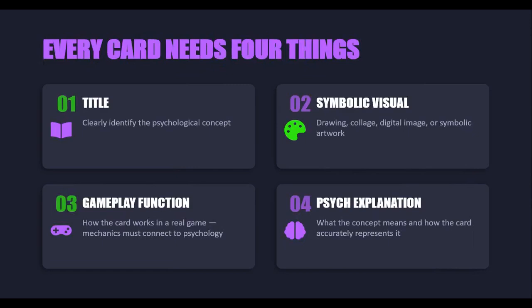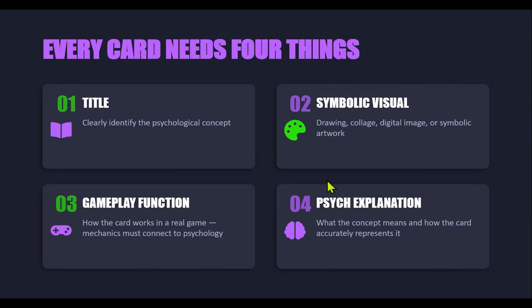The first one is a title. The title should clearly identify the psychological concept. The second is a symbolic visual. This can be a drawing, a collage, a digital image of some sort, icon, or your own artwork that represents the psychology. I want to remind you though that your cards must be handmade. So even if you're going to get some image from the internet somehow, you must create something out of it. Whether it's you cutting it out to make a collage or using a part of it and then drawing the other part of it, your cards should be made by you.